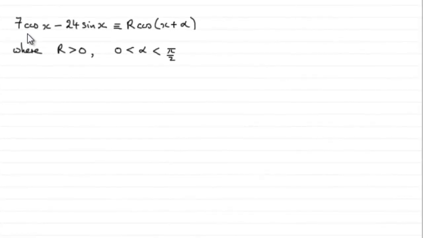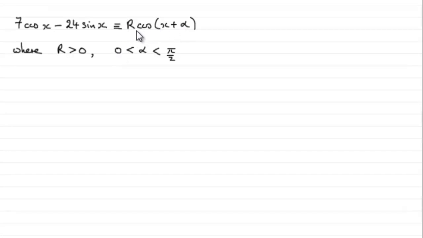So we've got to express 7 cos x minus 24 sin x in the form r cos(x plus alpha). And we're told r is greater than 0 and alpha lies between 0 and pi upon 2, and this has got to be in radians, okay? So how do we do questions like this?